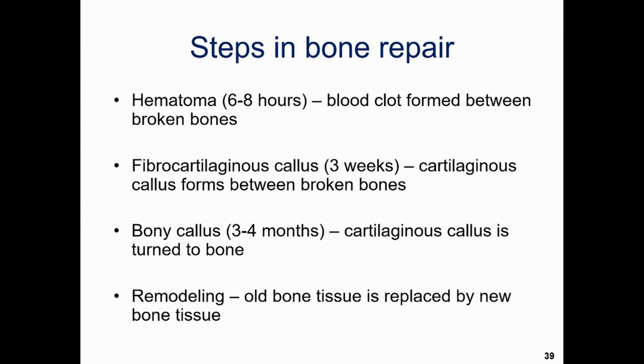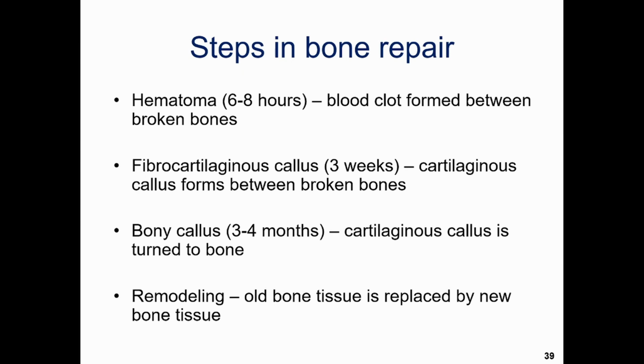And so the very first thing that's going to happen when you break your bone is some of those blood vessels are going to break along with it. And as we've learned, those are going to form blood clots. They're going to clot to prevent blood loss, right? To prevent excessive bleeding. So the first step we see in bone repair is the hematoma, which is that blood clot forming between the broken bones to stop the bleeding. And that's going to happen in the first few hours.